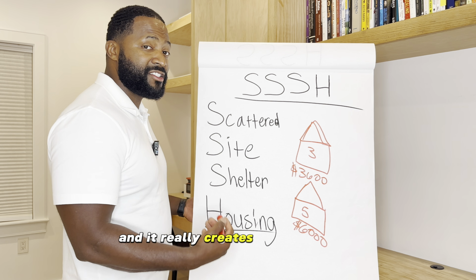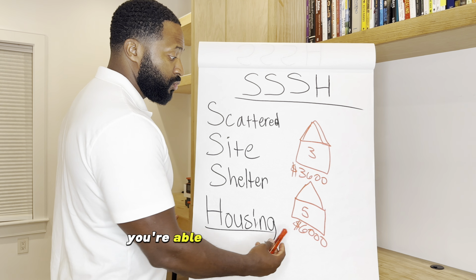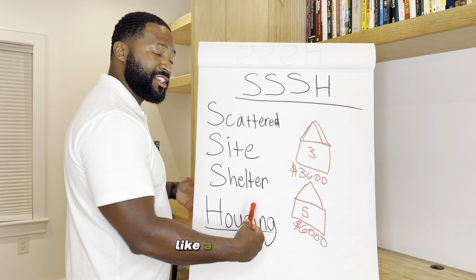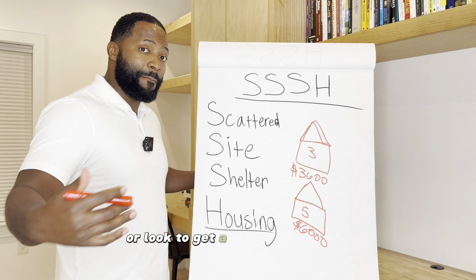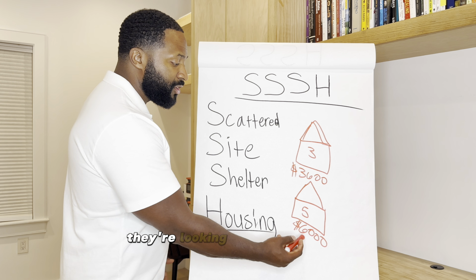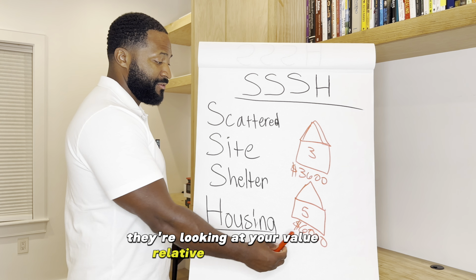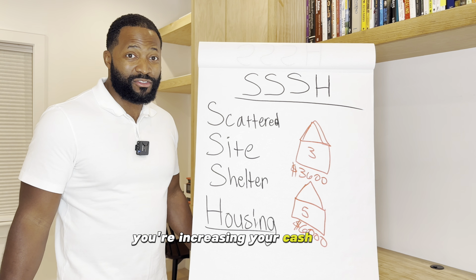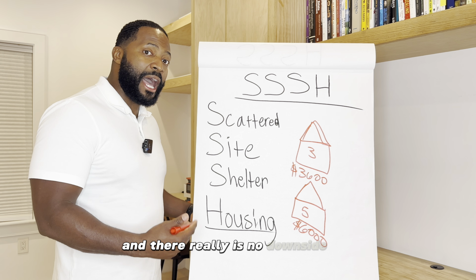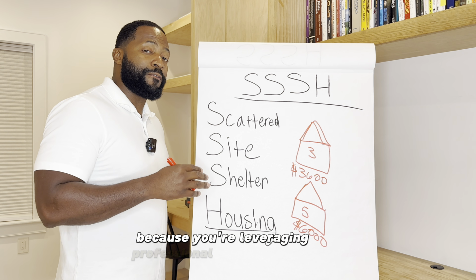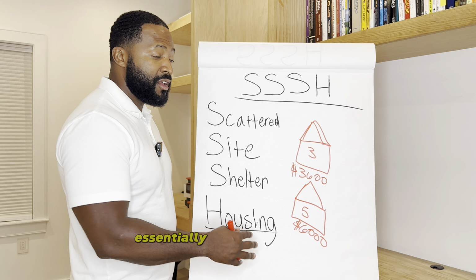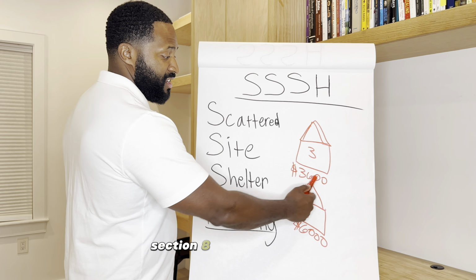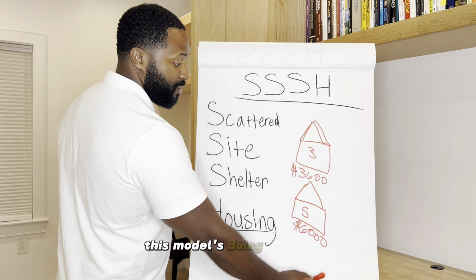They find all the tenants for you. And it really creates a situation where you're able to create a lot of wealth and a lot of value, because when you go to the bank, like a DSCR loan, or look to get a bank loan for this type of a property, they're looking at your value relative to the income. And so you're increasing property value, you're increasing your cash flow, and there really is no downside because you're leveraging professional management to essentially put your rental portfolio on steroids. So you can do the math yourself. Section 8 is doing $3,600. This model is doing $6,000.